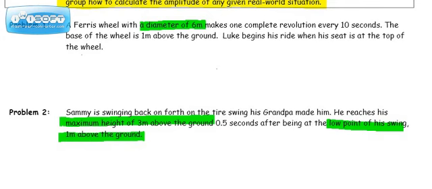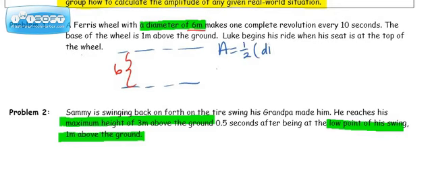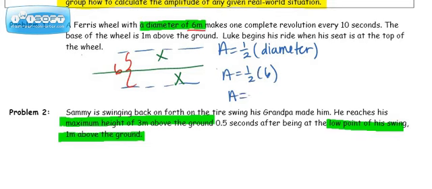So at Ferris wheel, we're dealing with the diameter. So I know that between my maximum and minimum, I know my diameter is 6 meters. So amplitude is going to be 1/2 times the diameter. So I don't know my vertical shift, but I want to know the distance between here and here. So amplitude can equal 1/2 times 6. So our amplitude is 3 meters.